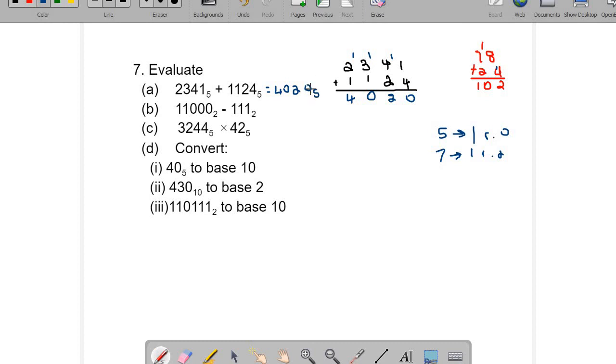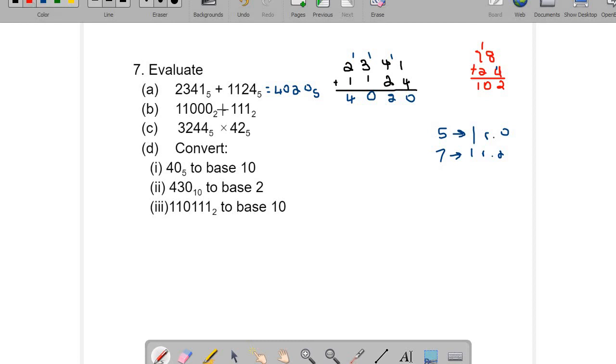Okay, this part is very important as well. If you don't write the subscript number to show what base it is in, someone might assume that you're talking about a base 10 number. So it's not 4020, it is 4020 base 5. So that is why the subscript 5 is very important to add to your final answer.